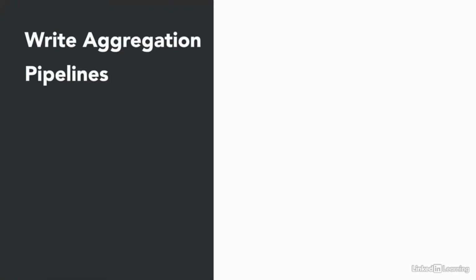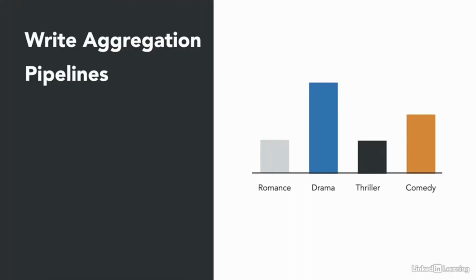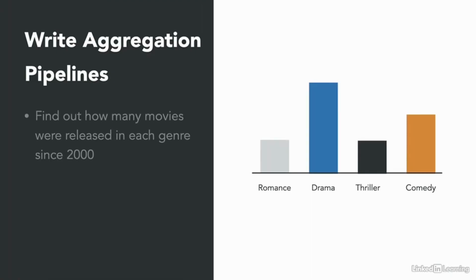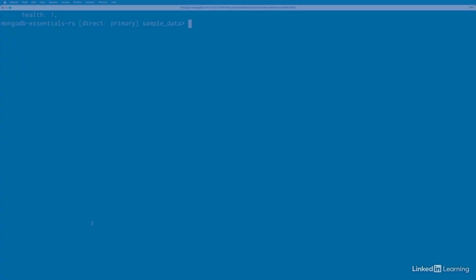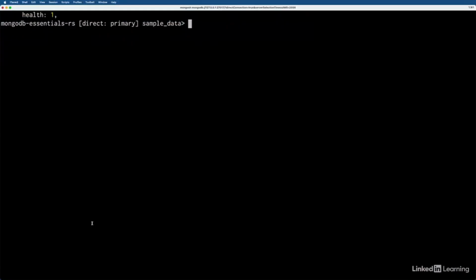To complete this exercise, please write an aggregation pipeline to answer the following question. How many movies were released in each genre since the year 2000? Store the results in a new collection called Genres 2000. Okay, to answer this question, we are going to perform an aggregation query on the movies collection. We are going to pass an array to the aggregate method with multiple stages inside.